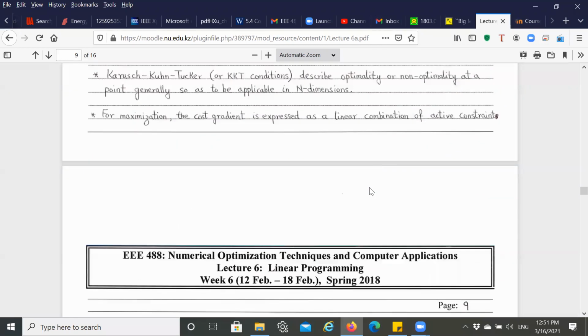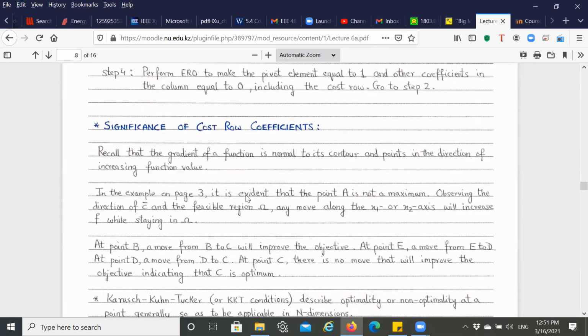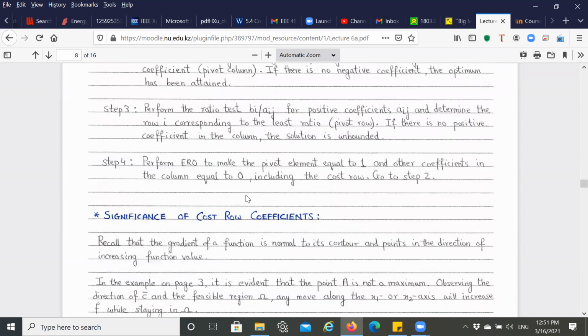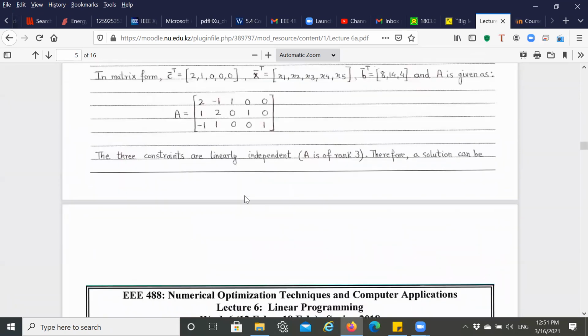So what I can do is the cost gradient, which we saw earlier for this example. Let me bring it for you.